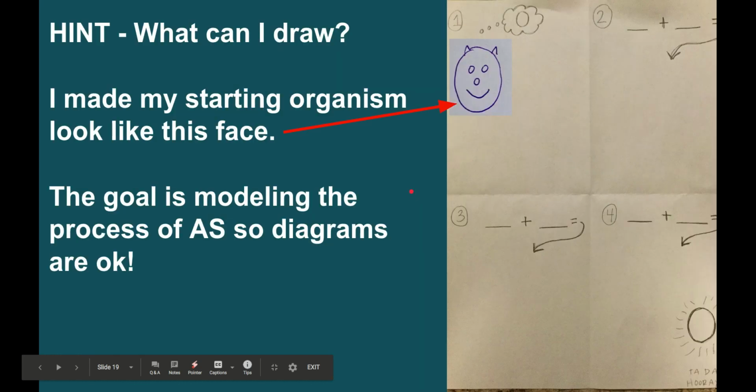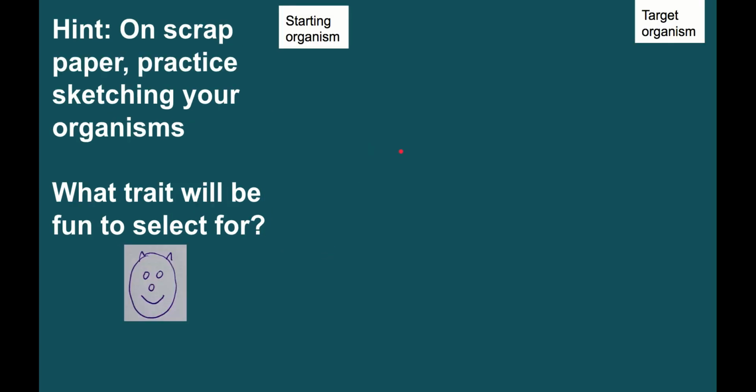So a couple of hints to make this a little easier for you. I would ask myself, what can I draw? I know, for example, I can draw these little faces, so my starting organism looked like this. Remember, the goal of this is modeling a process of artificial selection, so diagrams are okay here. The next thing I would suggest is that you practice on a scrap paper before you commit to drawing your organisms and trying to figure out what trait would be fun to select for.